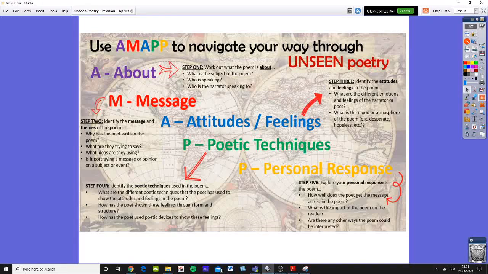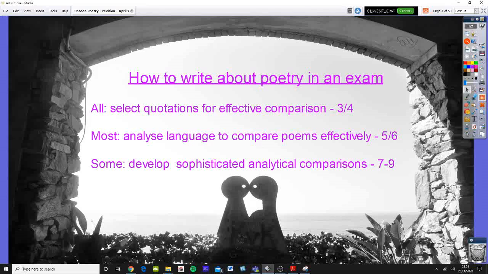Now, whatever you do, once you've identified what the message is, what the attitudes and feelings are, you need to be able to support what you say. And that support involves finding examples of use of language and poetic techniques. So that can be structural techniques, rhyme scheme, the shape of the poem even, and to use all those ideas to support what you're saying. Okay, so as I said, we're going to look at a question together a little bit later on.